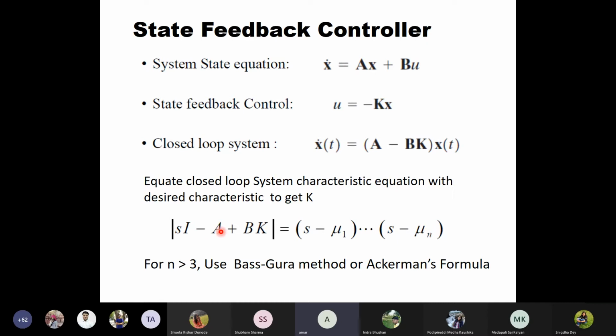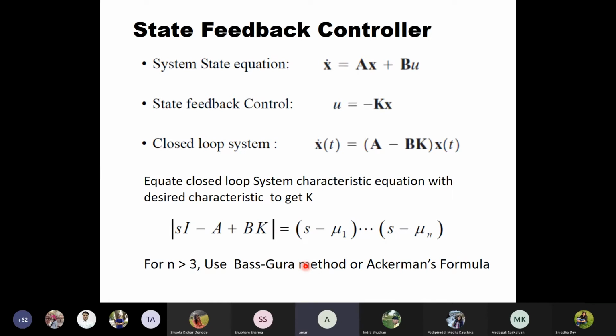This works if the order of the system is 2 or at most 3. But if the order of the system is greater than 3, then we have to utilize two methods. One is the Bass-Gura method or the Ackermann's formula. Either of these two methods we can use to find out the values of K. This is something we already know. I have already described what the Bass-Gura method and Ackermann's method are, so I am not going into details on that.